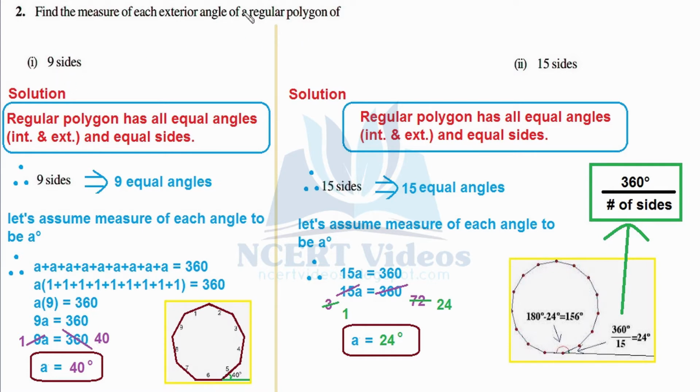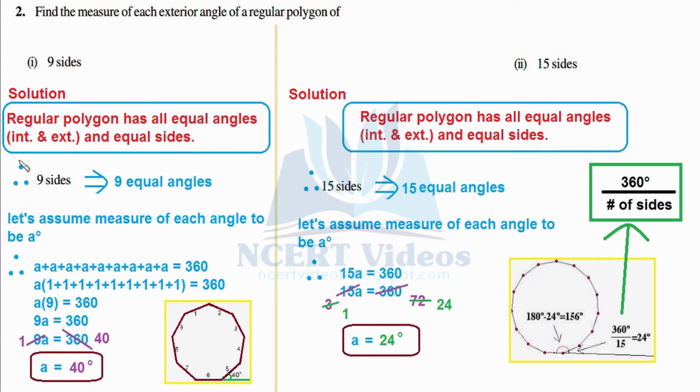So we are given a regular polygon with 9 sides. So we wrote the solution as follows. A regular polygon has all equal angles, that is internal and external, and equal sides. By this we mean, if we are considering a regular polygon, all its internal angles will be equal to each other. Similarly, all its external angles will be equal to each other.